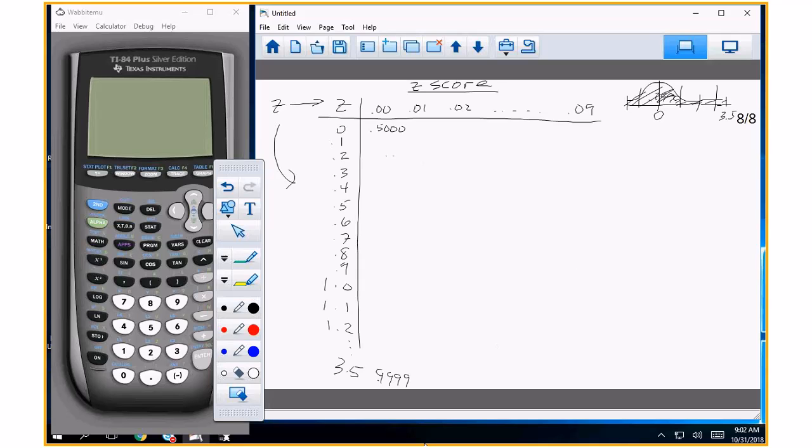The way you use it is you look up 1.62. Let's say this is 1.6 right here. You go over, and then you come over to the hundredths. This is 1.60. You want 1.62. Whatever that 4-digit number is right there, that's your area. But it's to the what? It's to the left of 1.62 on the table.